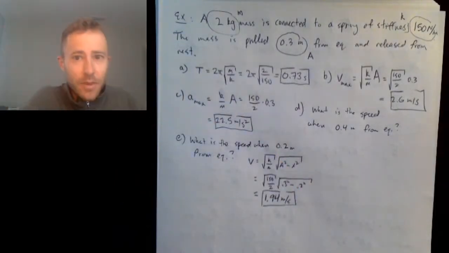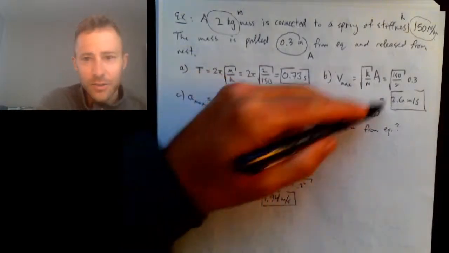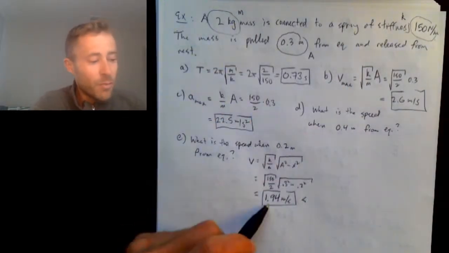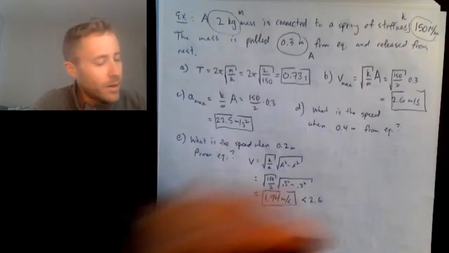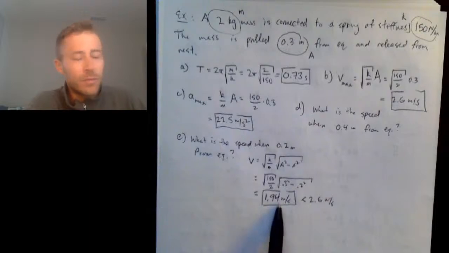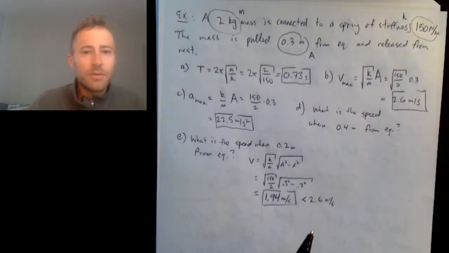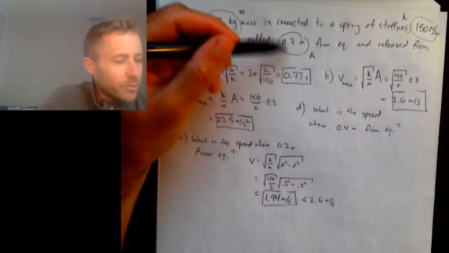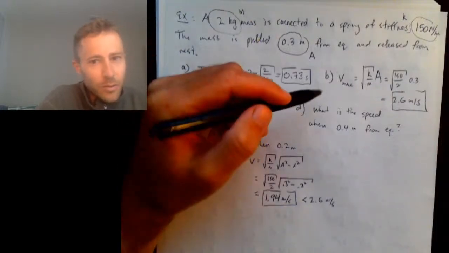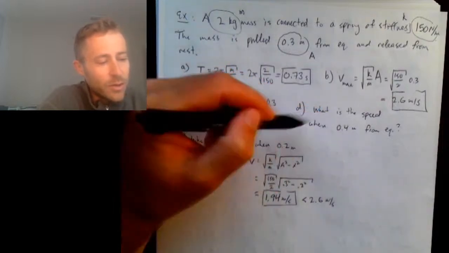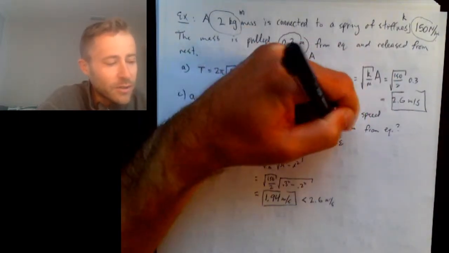So this makes a lot of sense, right? Just as a sanity check, your speed when you are 0.2 meters from equilibrium should absolutely be less than your maximum speed, right? So 1.94 is in fact less than 2.6 meters per second. So we're less than the max speed. Excellent. So in the chat, the correct answer for D is there. If the amplitude is 0.3 meters, then you are never going to get more than 0.3 meters from equilibrium. So when asked a question like, what is the speed when you are 0.4 meters from equilibrium, it doesn't make sense. So I would say does not exist or doesn't get there, something like that.